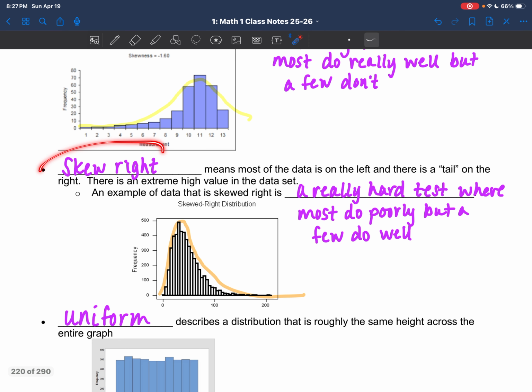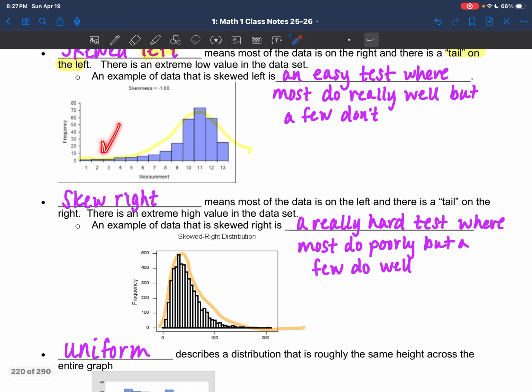Skewed right means most of the data is on the left and there's a tail on the right. So again, the tail's right here. Before we had the tail here where most of the data was here. And then here we have the tail and most of the data is here. So an extreme value in the data set. An example of data that's skewed right would be a really hard test where a lot of people didn't do very well.